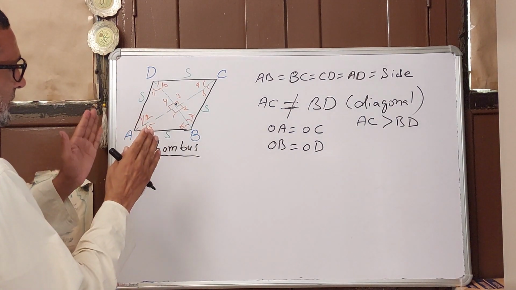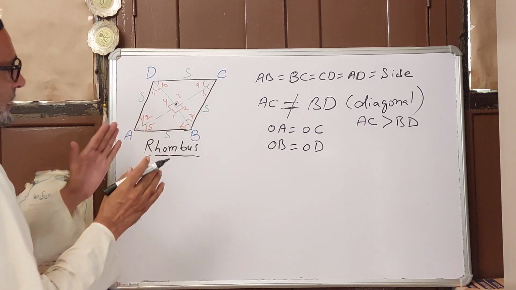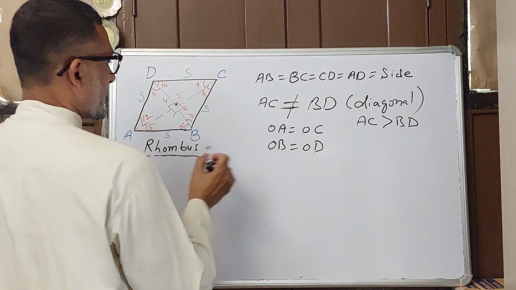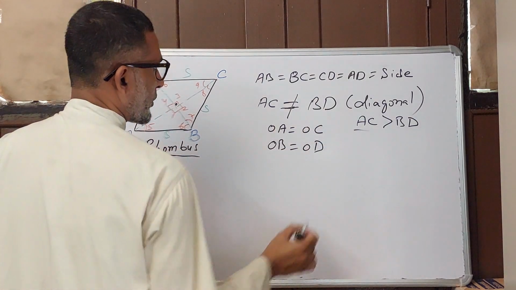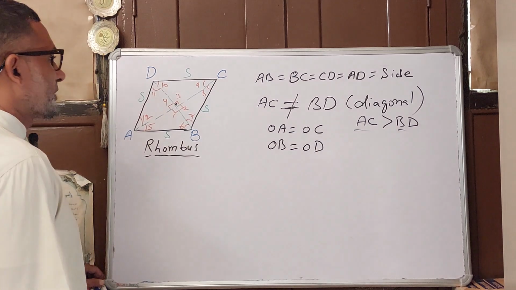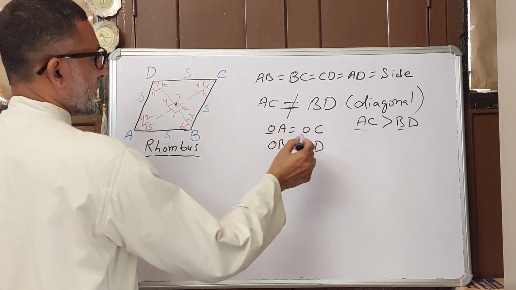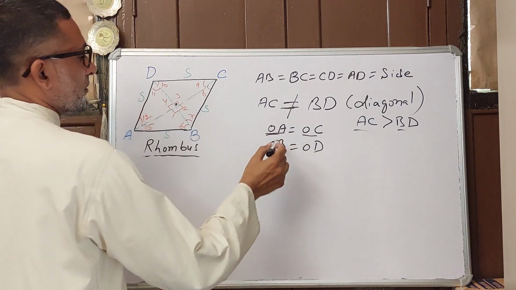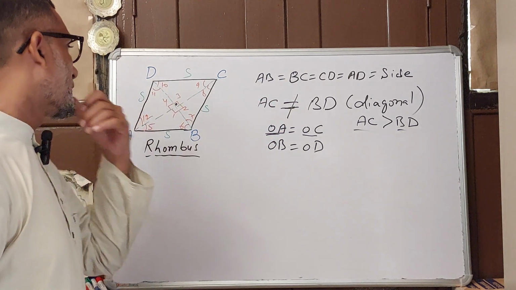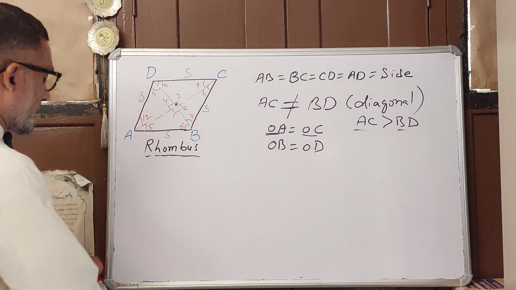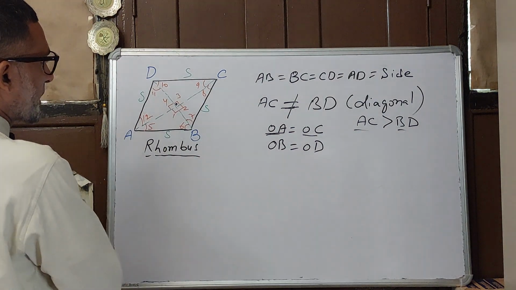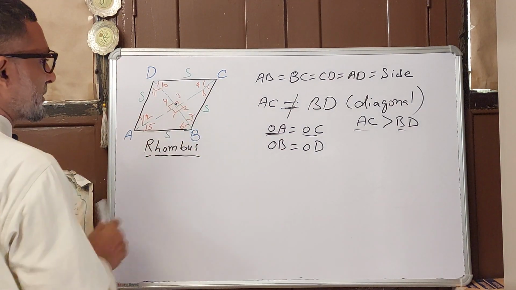If it is bent a little, it is a little larger. If it is bent more, it is much larger. But it is always larger. Diagonal AC will always be larger than BD. So that's why OA is equal to OC, but OA is not equal to OB, and AC is not equal to BD. So I hope you understand clearly how a square and a rhombus differ.